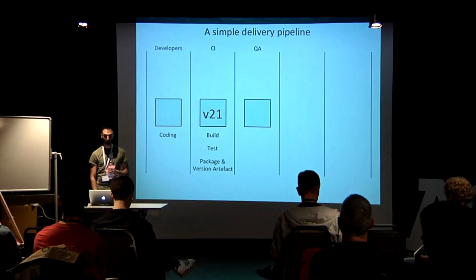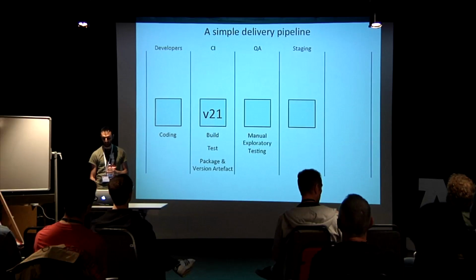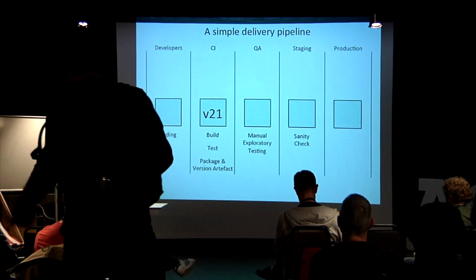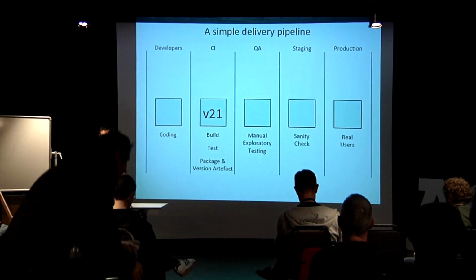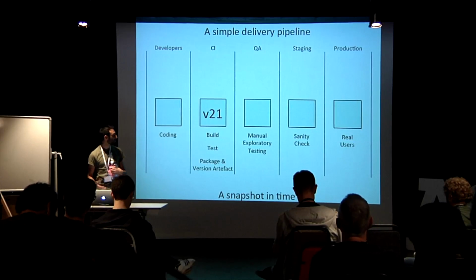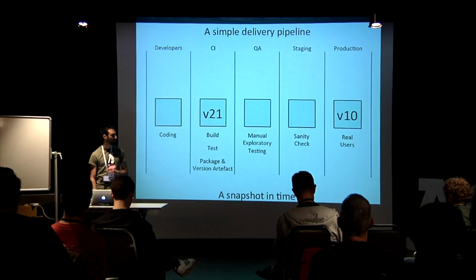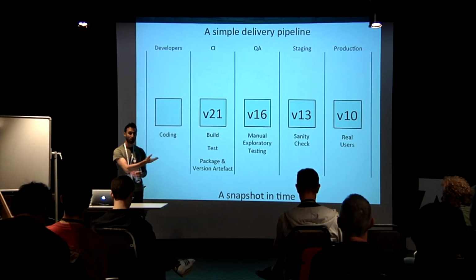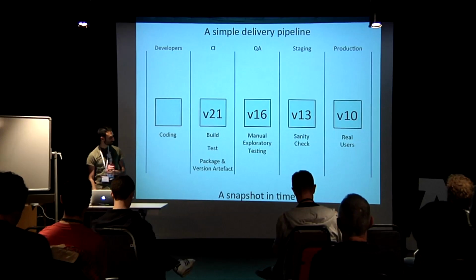Stage, potentially, where we could do some manual exploratory testing, and we might promote it then up to staging, to do some final sanity checks, and then ultimately we're in production in front of real users. So if we take a snapshot in time, then at any given time, we're going to actually see different versions of our software in different environments. Obviously, the closer we get to production, the older the version will be.